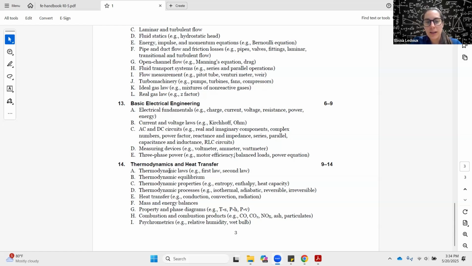So laws of thermodynamics, equilibrium properties, and processes. Like all kinds of different engine cycles and PV diagrams, you'll need to know that. Heat transfer, like conduction, convection, and radiation. Properties in phase diagrams. Psychrometrics, so that's like the wet bulb and dry bulb stuff, and combustion. All of this is things that you will read from charts and tables, but you have to be able to understand the charts and tables.